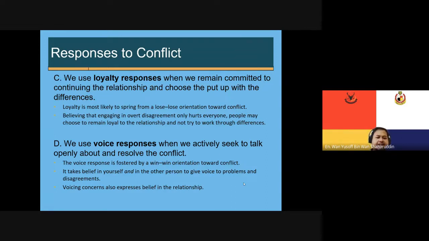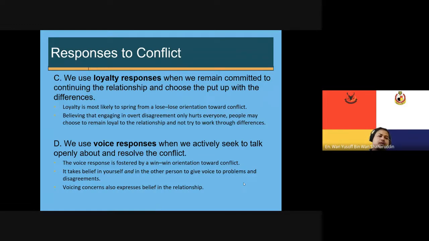And the last one, we use voice responses when we actively seek to talk openly about and resolve the conflict. So the voice response is fostered by a win-win orientation towards conflict. It takes belief in yourself and in the other person to give voice to problems and disagreement, and by voicing concerns also expresses belief in their relationship.